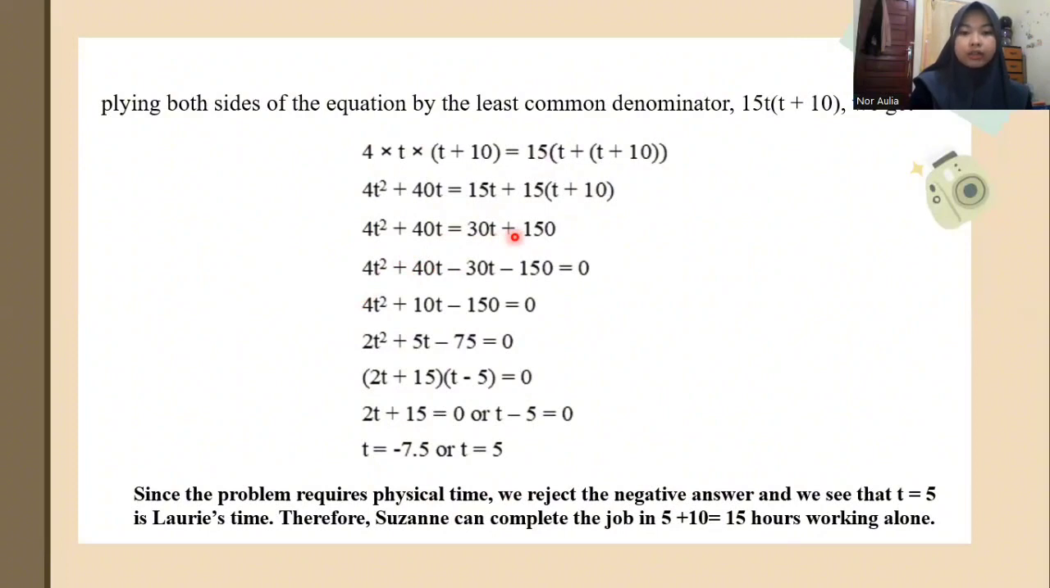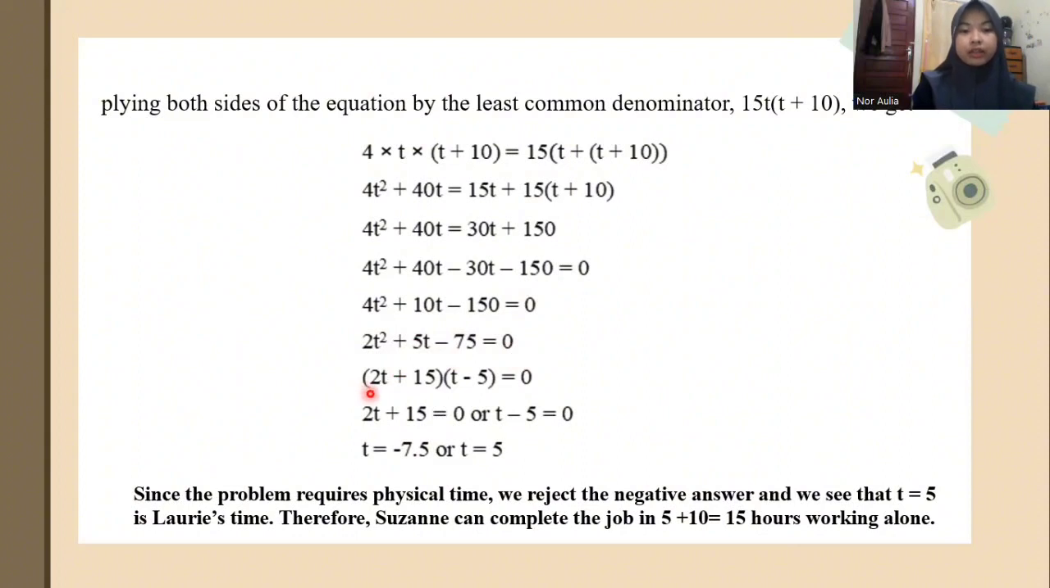Then we subtract 30t and 150 from both sides. 4t squared plus 40t minus 30t minus 150 equals 0. 4t squared plus 10t minus 150 equals 0. For a simpler equation we can divide it by 2. So 2t squared plus 5t minus 75 equals 0.